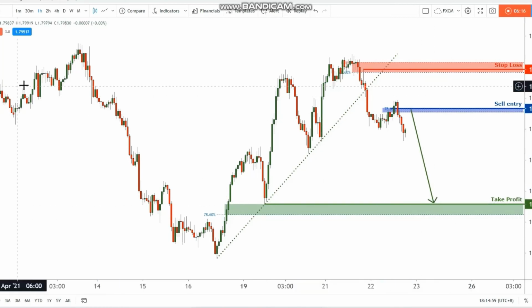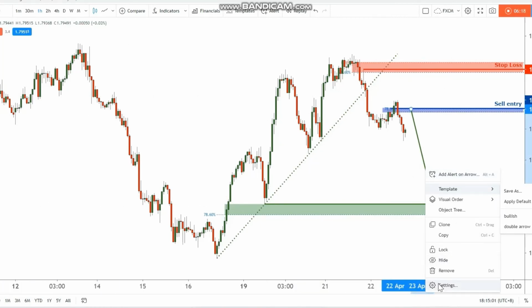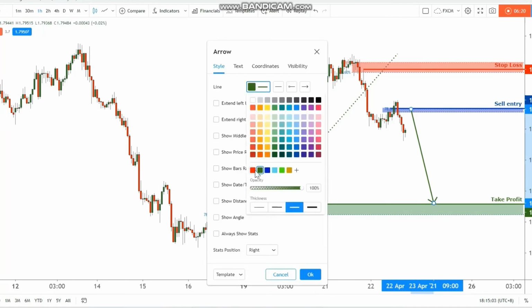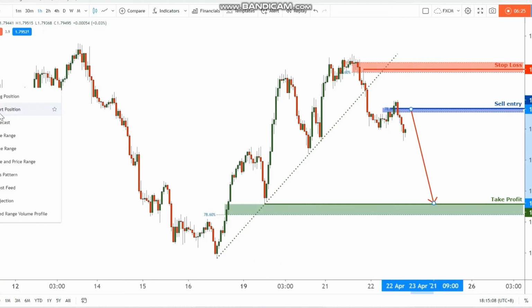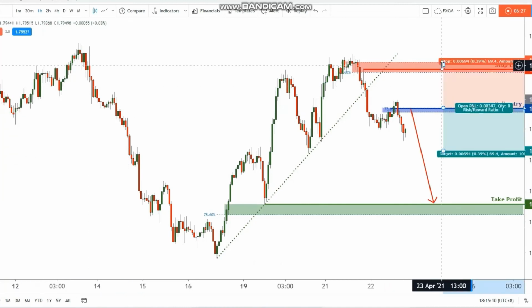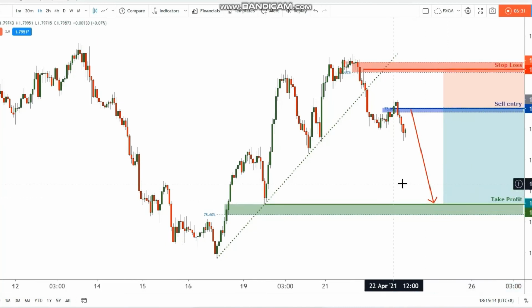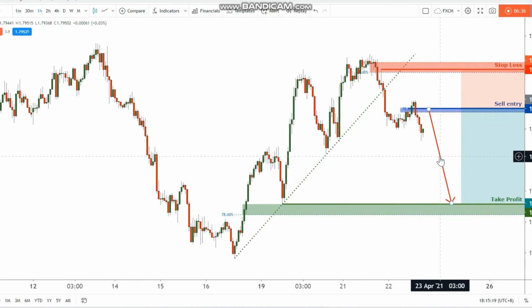Sorry, let me just change this arrow to red color first. If I were to open up a stop loss to take profit ratio, short position, you can see that the ratio is about 1:2.5, which is quite ideal for a short position.